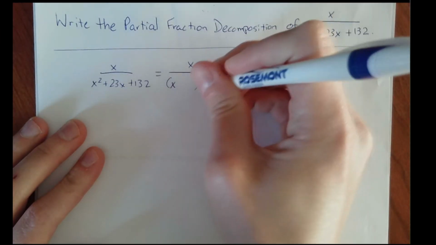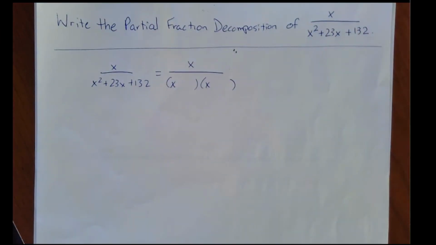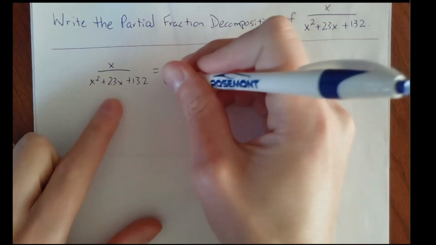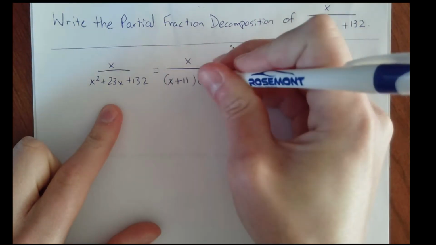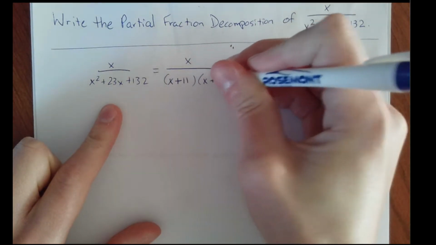So let's try to think of two numbers that multiply to 132 and add to 23. Well, 11 times 12 is 132, and 11 plus 12 is 23. So we could factor this as x plus 11 times x plus 12.